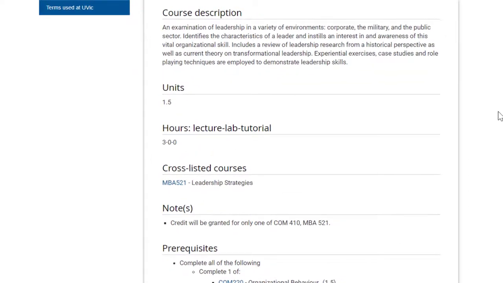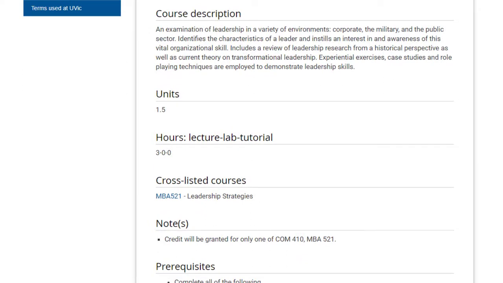The unit count indicates the number of units assigned to a course. Some courses will be listed with variable units, for example, 1.5 to 3. Further information on the unit value of the course will usually be found in the course note. Students may also contact the department or faculty offering the course for more information on variable unit courses.